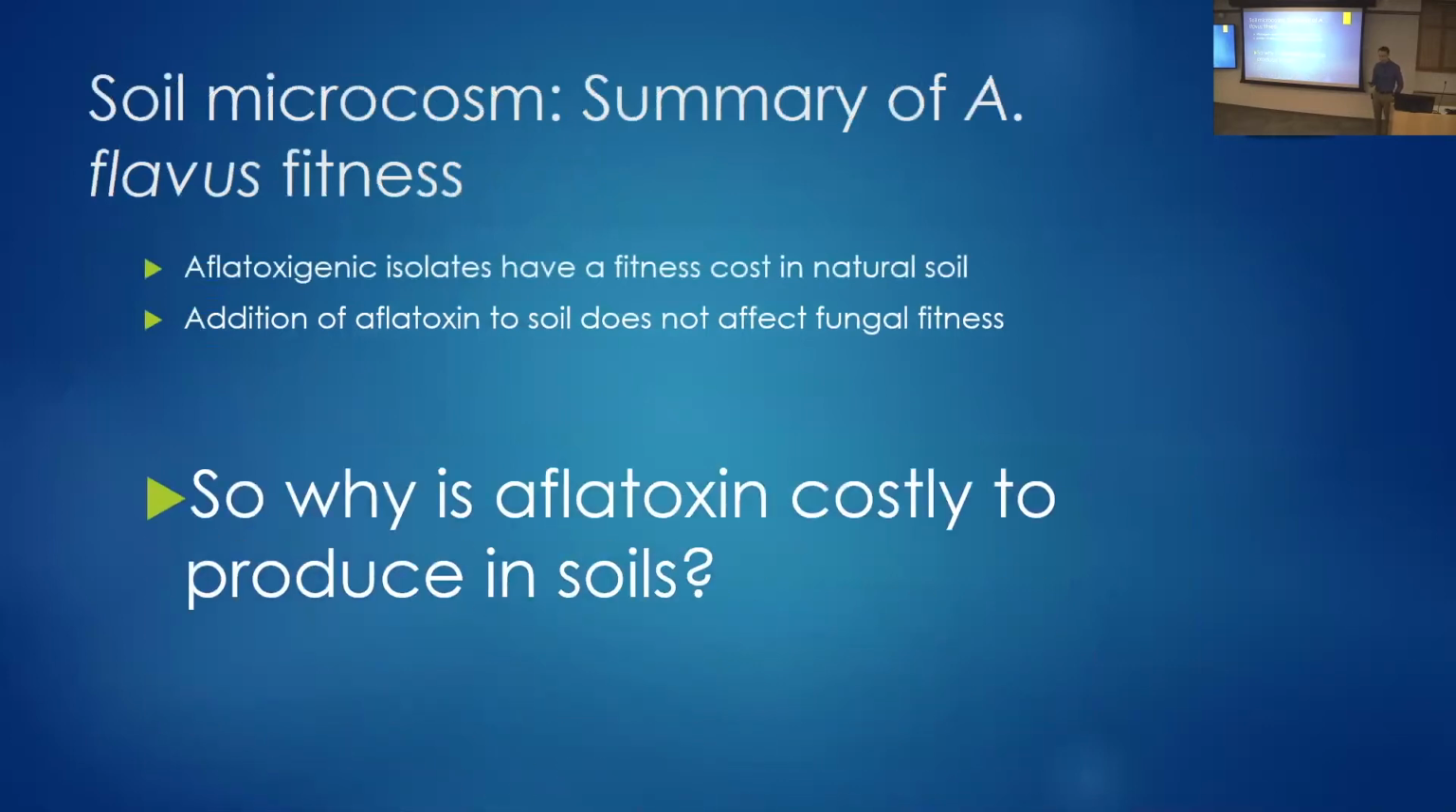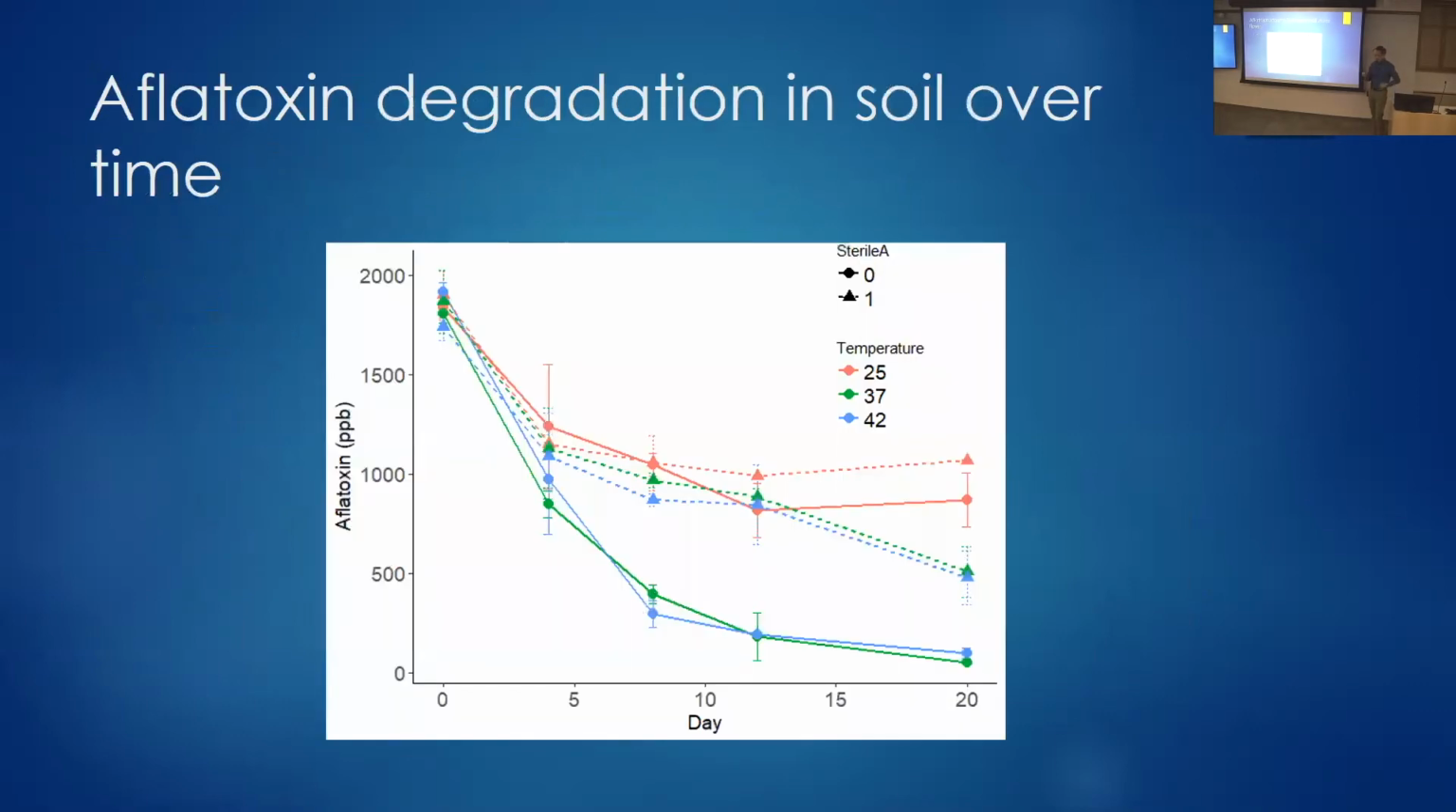So as we were really surprised by this, we had to ask, why is aflatoxin so costly to produce in soils? Well, the first piece of the puzzle: we added aflatoxin to soils and then we measured it over time. Here the dotted lines are sterile soils and the solid lines are non-sterile soils at 3 different temperatures. And what you can see is even in the dotted sterile conditions, aflatoxins degrade at a really high rate. It goes from about 2,000 parts per million aflatoxin in the soil to a little over 1,000 in just about 4 days. So this is degrading aflatoxin really quickly.